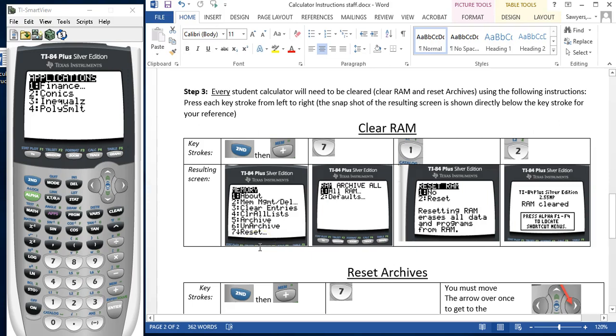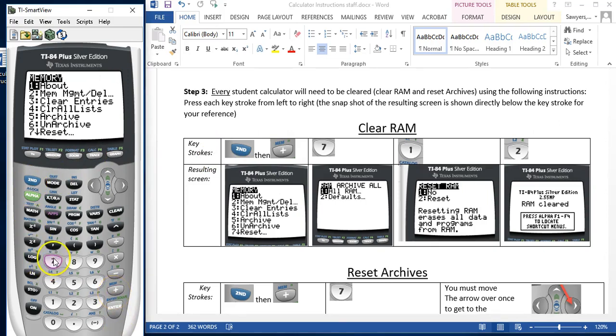Every student's calculator needs the RAM cleared and archives reset. You're going to follow the keystrokes along the top here from left to right. The snapshot below is the resulting screen once you've pressed that keystroke. So for clearing the RAM, 2nd plus 7 1 2, and you'll get a message similar to this one.